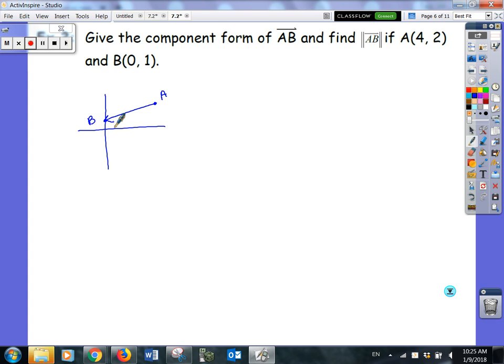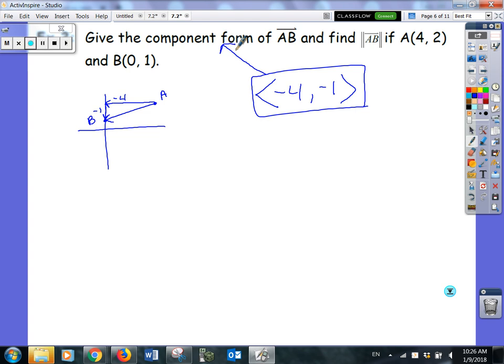Graphically, you could count. Algebraically, you can just subtract. So yesterday, graphically, we just counted. How did we get here? Well, we counted, we went 1, 2, 3, so we went over 4 and down 1. Since we went to the left, that's negative. Since we went down, that's negative. Or, knowing the displacement is end, terminal point, 0 minus 4 is negative 4. 1 minus 2 is negative 1. Up to you how you determine that. So component form would be <-4, -1>. There is component form.